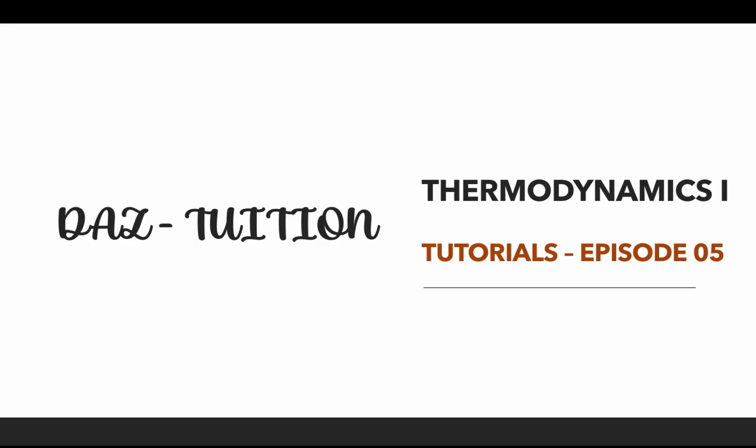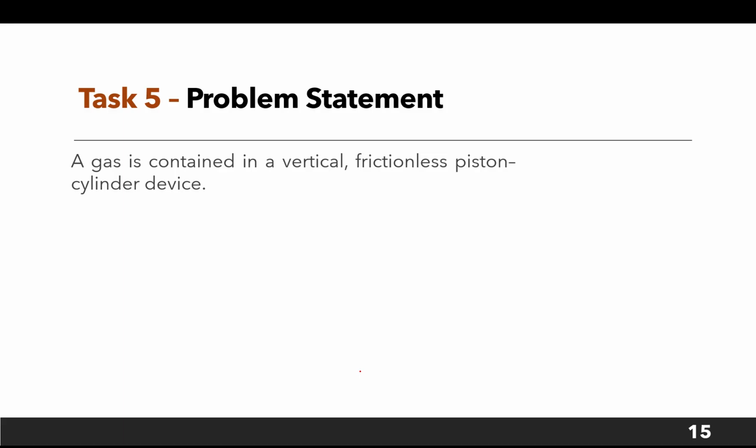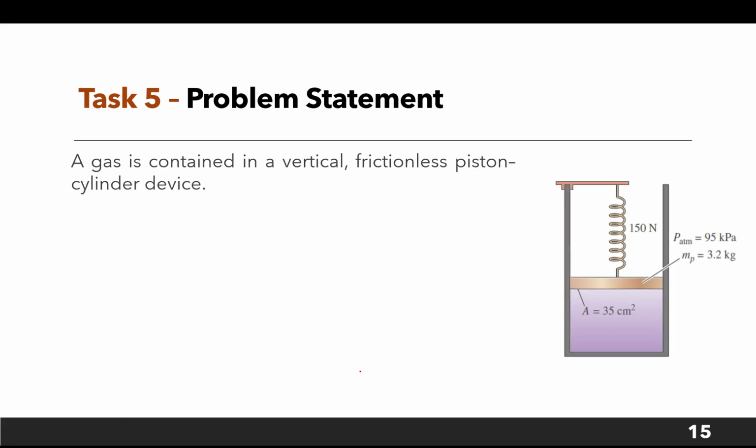Remember, if you followed us from the first episode, we started with some concepts, and then we went through the difference between absolute and gauge pressure, and atmospheric pressure, and then we went ahead to look at the manometric analysis. Today, we're going to look at the piston cylinder arrangement. This is the fifth episode, and the problem statement is this.